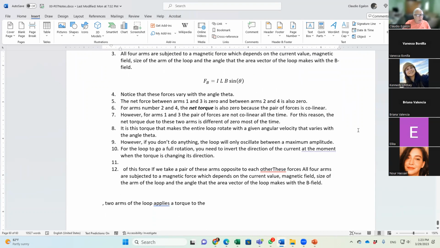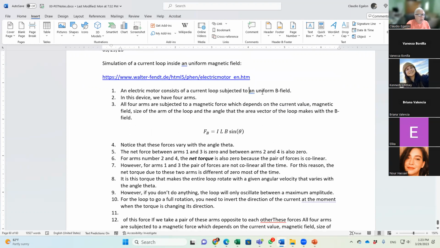This explanation, you know, this electric motor is full of details. If you're going to analyze it very carefully, with all the details that you need to know to understand fully how it works, you have to go through this process, right? An electric motor consists of a current loop subject to a uniform B field.